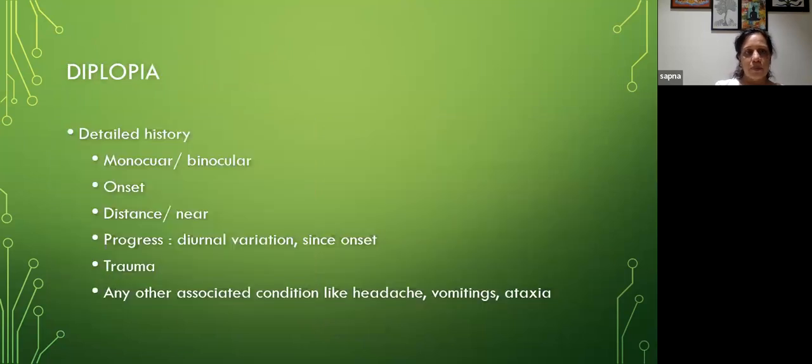These are the compensatory head postures. The diplopia, I will cover a little bit. You have to take a detailed history of diplopia. Is it a monocular diplopia or a binocular diplopia, the onset of diplopia, whether there is a difference in distance or near, or in which gaze the diplopia is most troublesome to the patient, whether there is any diurnal variation. Since the onset to the time of presentation, whether the diplopia has progressed, regressed, or remained the same. Diplopia associated with trauma and any associated conditions like headache, vomitings, ataxia, to know whether there is any other neurological condition going on in the body.